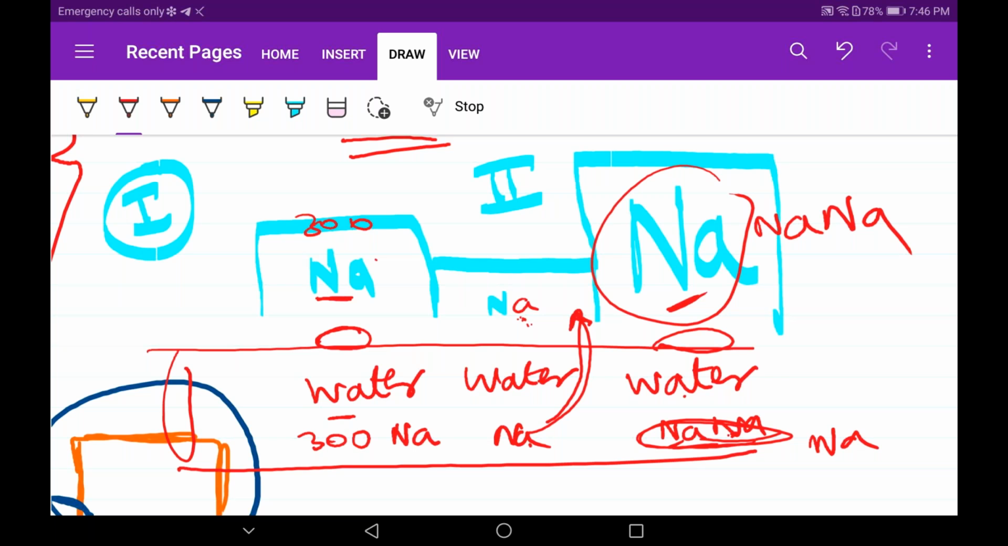So water moves from where to where? Tell me. Yes, the water moves from low sodium to high sodium. We know this, right? That's the only thing I'm trying to explain. In the interstitium, first it will be normal, 300. Then it will become 200.